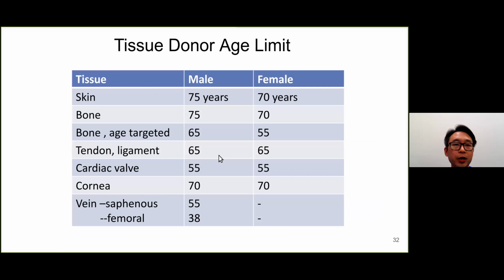So for tissue donation, there are age cutoffs that are set. You can see from this table that there are differences in age thresholds for males versus females, and also for different types of tissues. Cardiac valves have the lowest age cutoff at 55, but for other tissues like cornea, bone, tendons, skin, these all can be donated from ages 65, 70 to even 75 years old.